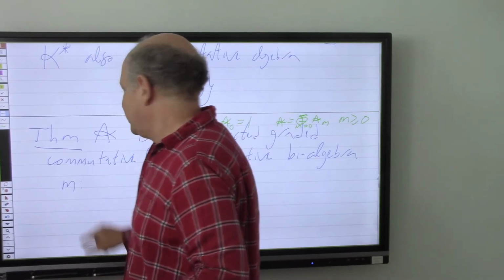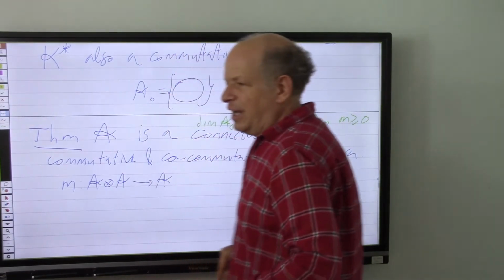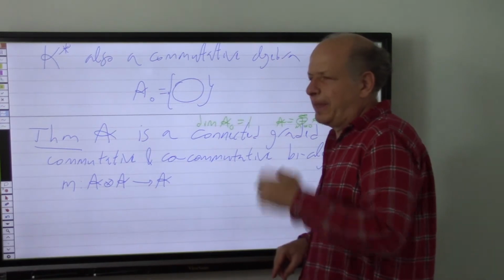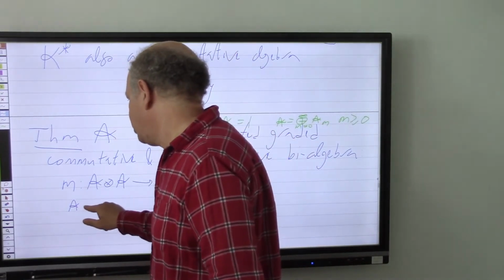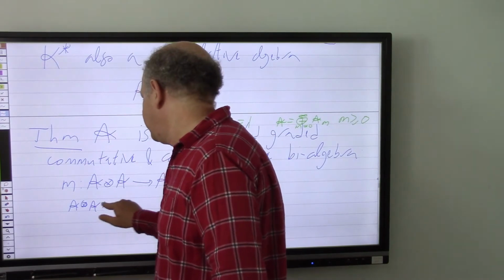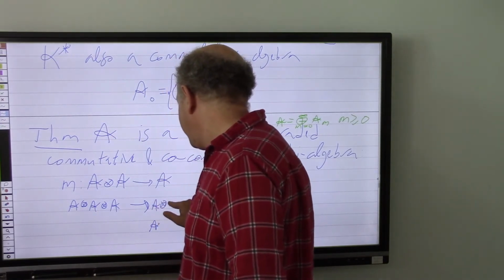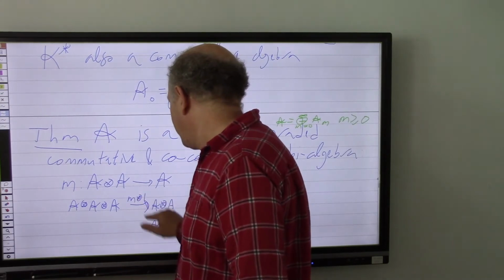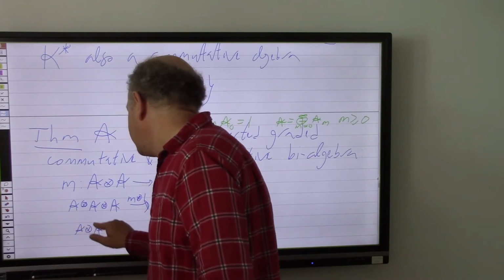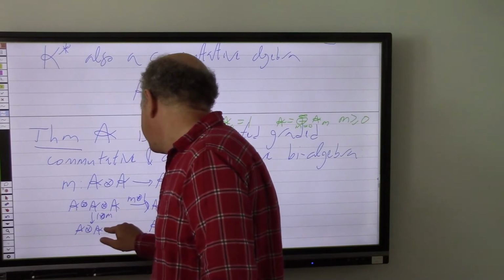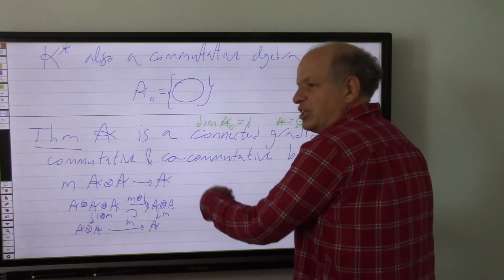Commutative means that there is a map M from A tensor A into A, which satisfies associativity. We already talked about it, I'll mention it once again. If you go from A tensor A into A in two ways, first to A tensor A via M tensor 1 and then via M, or you go via 1 tensor M and then via M, then this diagram commutes. That's the fact that the product is associative.